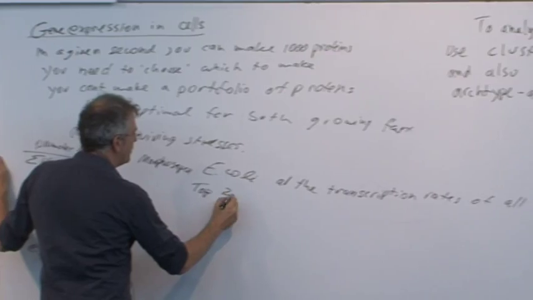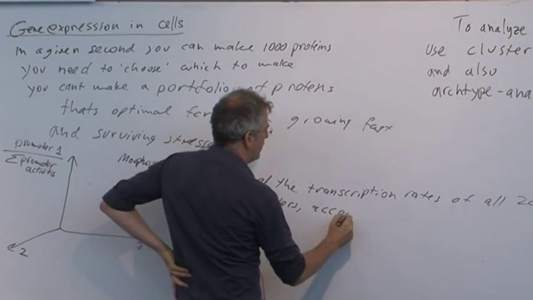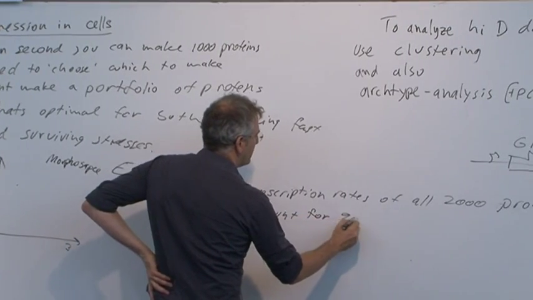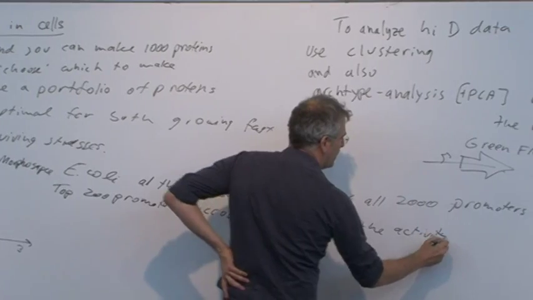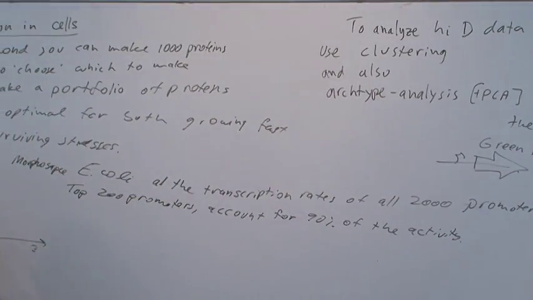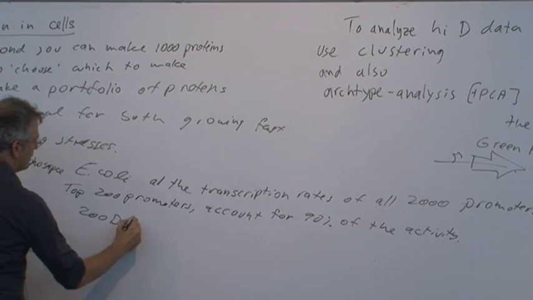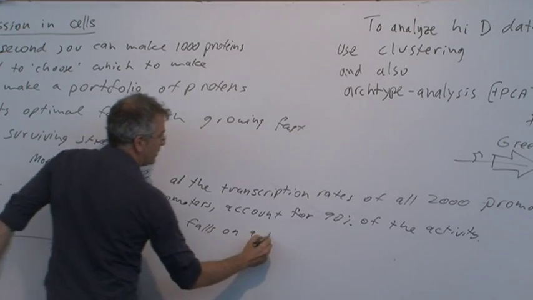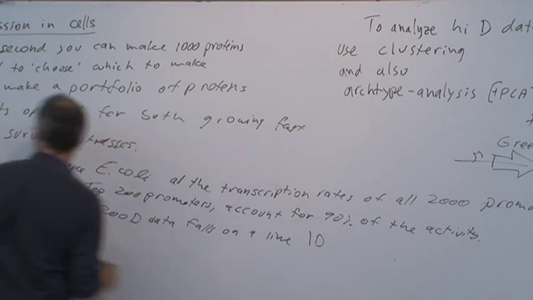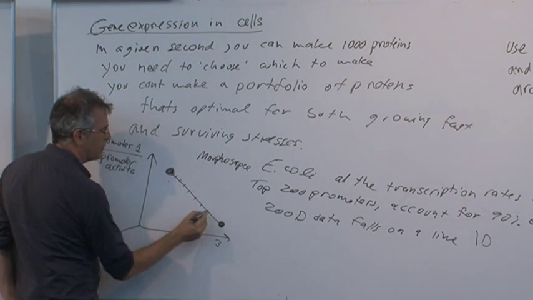Look at the top 200 promoters that account for 90% of the promoter activity in E. coli. So we're talking about the top 200 promoters. So it's a 200-dimensional space. This 200D data falls on a line, a one-dimensional object. And it looks like this. This is one archetype. This is the other archetype. And here are the gene expression programs.